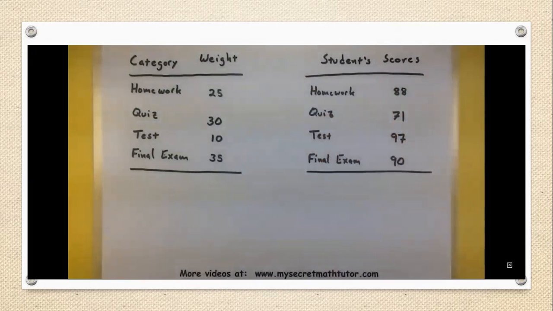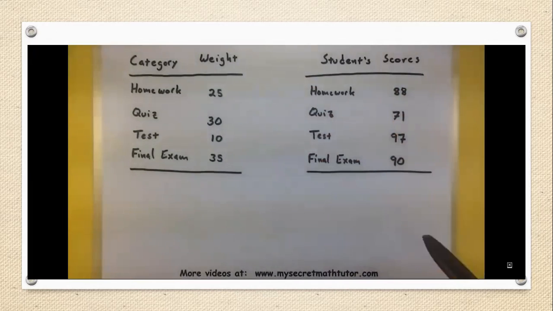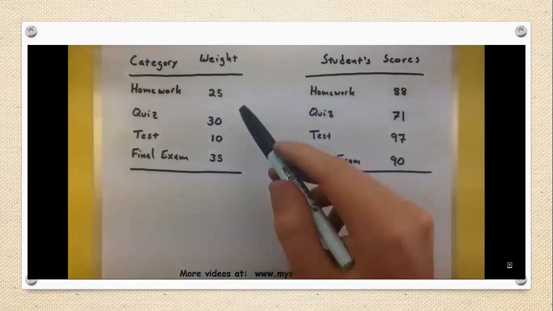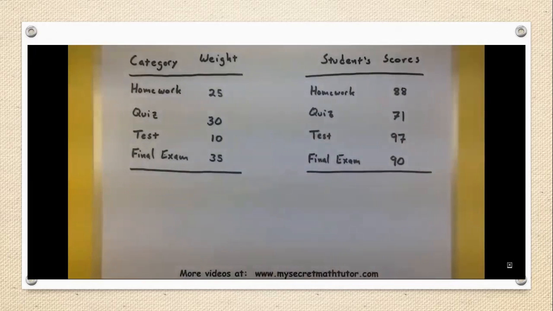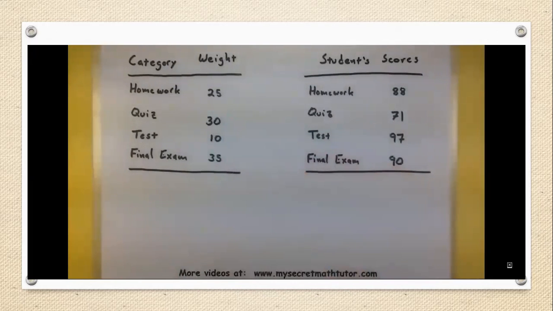So using these weights, suppose we have a student who got an 88 on their homework, a 71 on their quiz, 97 on their test, and a 90 on their final exam. We're going to find their average score, or their weighted mean, according to the teacher's weighting scale. So let's go ahead and do that. We need to take each of the student's scores, these are like our data points, and multiply them by their respective weight.